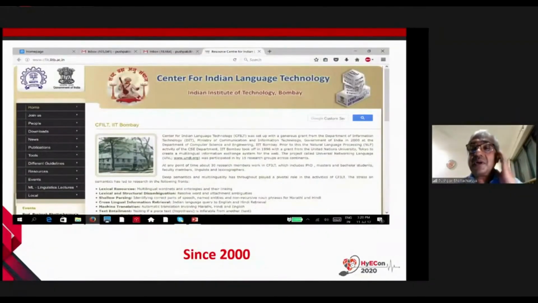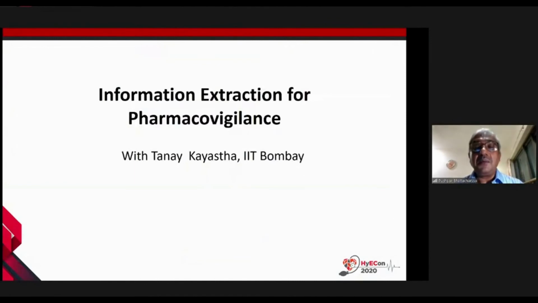Now, all our NLP work happens in the Center for Indian Language Technology, which is a 20-year-old lab in IIT Bombay. Now, I'll end with another small example of an application which we have been investigating.